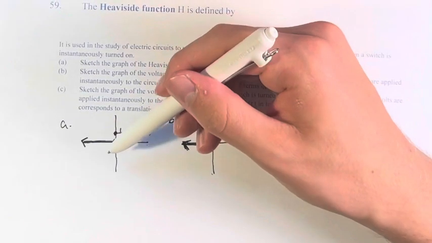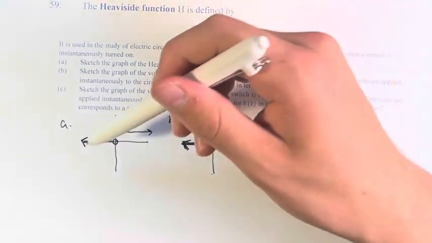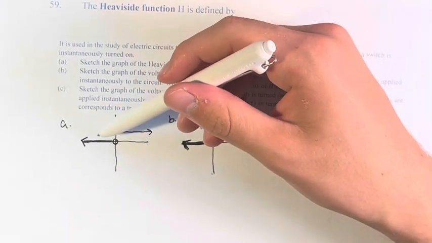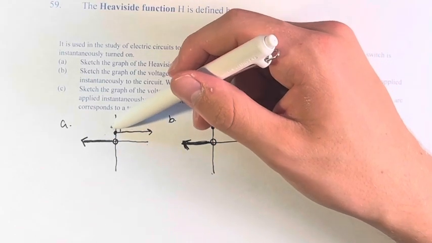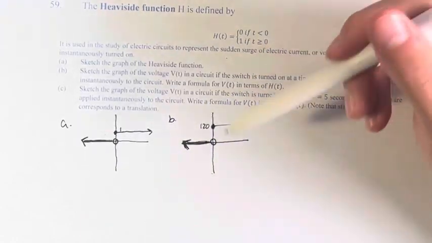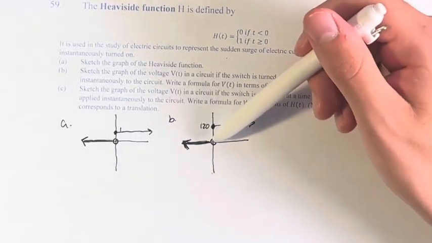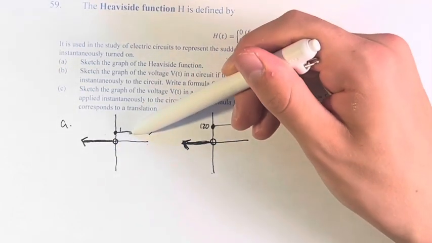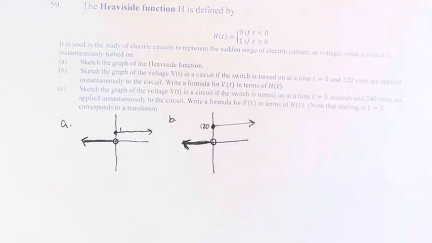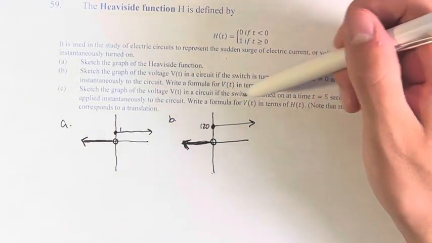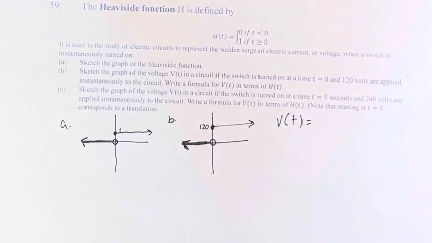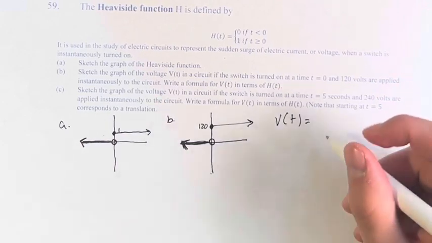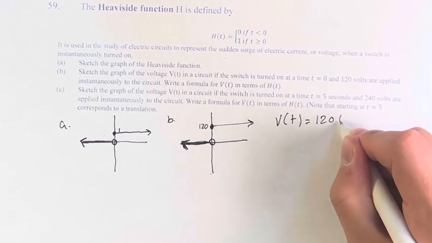And we can notice that this is the same function as this, except using the transformations that we've learned, we have applied a vertical stretch. All of the y values have been multiplied by 120. 0 times 120 is 0, 1 times 120 is 120. Therefore, when we're asked to write a formula for v of t in terms of h of t, v of t is h of t with a vertical stretch by a factor of 120. Using what we know, this means we have to write it 120 times h of t.